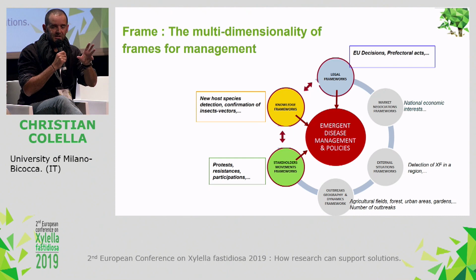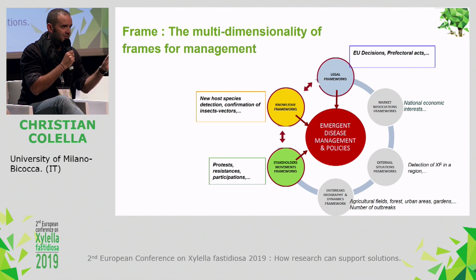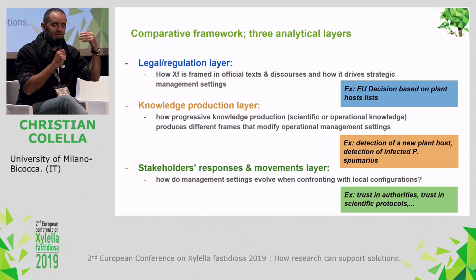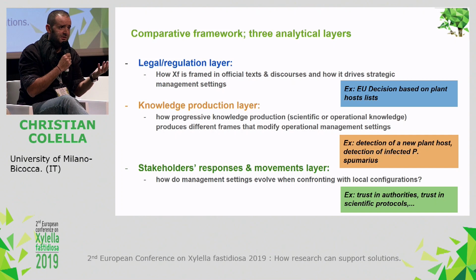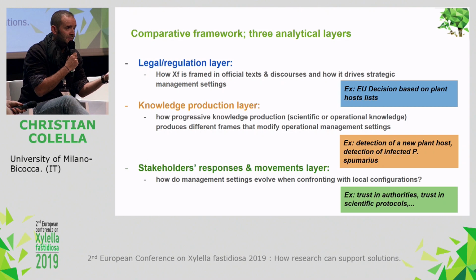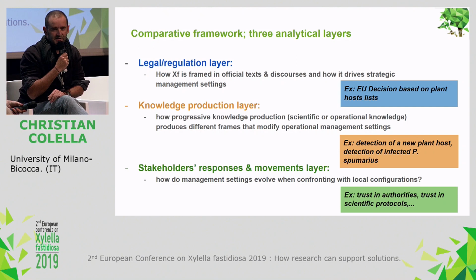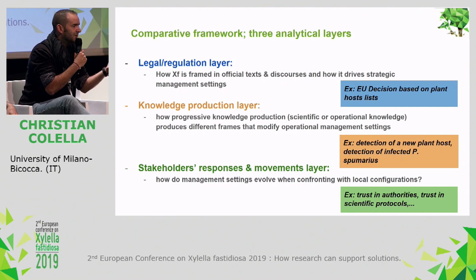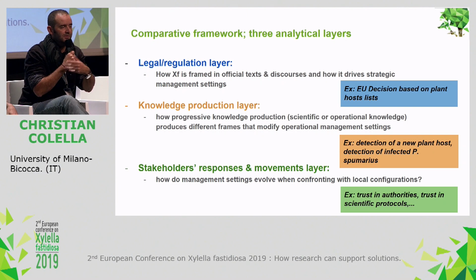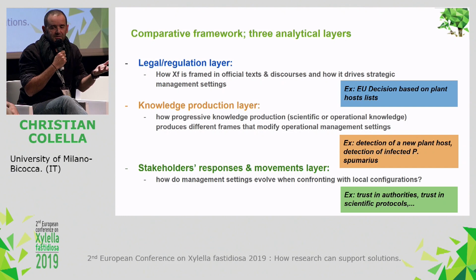So we will present here our comparison of the two cases on only three of these contexts. Please. What we call axes or layers: the legal and regulation layer, how Xylella fastidiosa is framed in official texts, in discourse, etc. For example, the official plant host list, which framed the strategies in different territories. The knowledge production layer and the evolution of this knowledge, for example, when we detected the presence of Philaenus spumarius in Corsica, it had consequences on the strategy. And the stakeholders' response and movements layer, it's the social movement, we could say, what Fiona just described, from the mistrust in the authorities, the fact that people protest, etc. Managers won't take decisions in the same way according to this context.